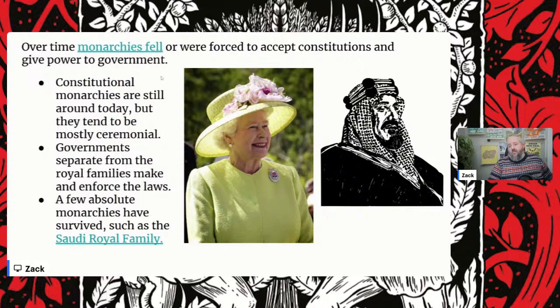So over time, monarchies fell. This kind of goes into some more of the history of how those monarchies fell, or they were forced to accept constitutions and give power to the government. Constitutional monarchies are still around today, like the late Queen of England and the continuing royal family. That's a constitutional monarchy, but they tend to be mostly ceremonial. So they technically have the last say, and they're the highest court in the land, but they basically just go along with whatever the lower courts determine. There's very few times where they're going to ever intervene in government in any meaningful way.